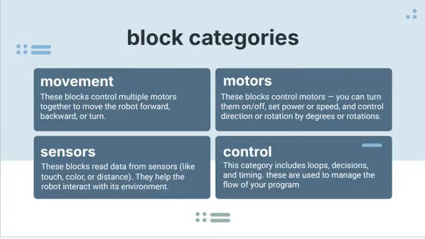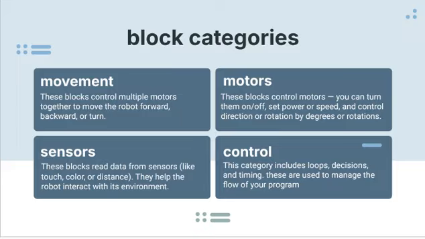So here are some block categories. Movement: these blocks control multiple motors together to move the robot forward, backward, or turn. So make sure that your axles and the wheels are properly flowing together. So just remember that. Motors: these blocks control motors. You can turn them on or off, set power or speed, and control direction or rotation by degrees or rotations. So make sure your motors are in the right places and that they're just attached properly to the robot.